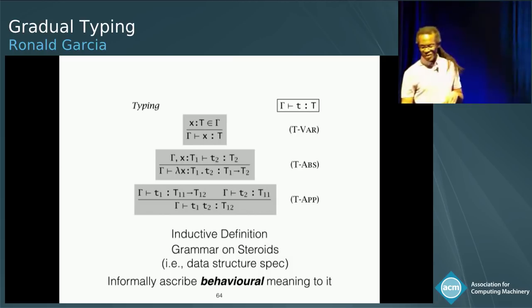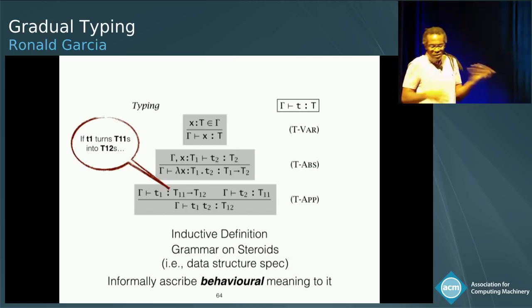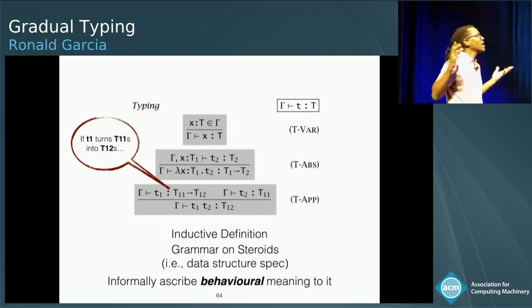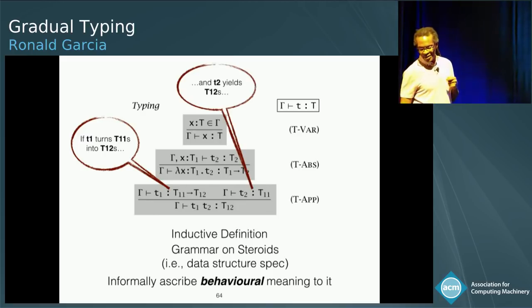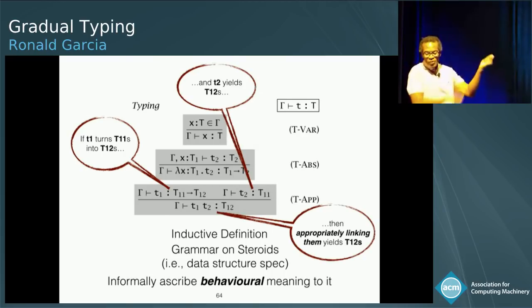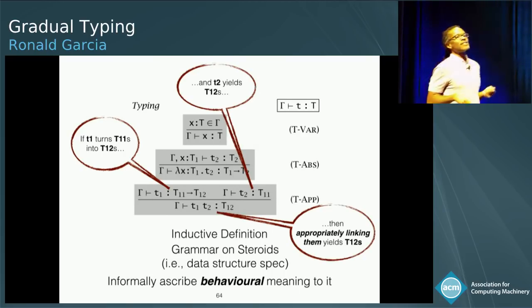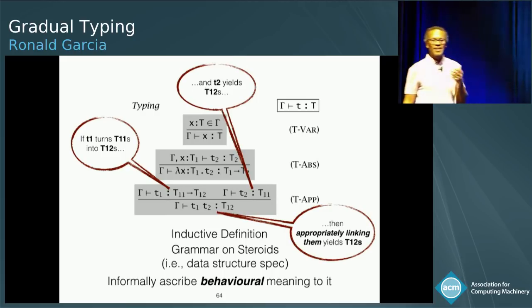But when I look at this, what I see is, lowercase t's are terms and uppercase T's are types. And if t1 turns T11s into T12s and t2 yields T11s, then appropriately linking them will yield T12s. You just can't help but see that. It's like, oh, look, the simply typed lambda calculus. It just pops into your brain before you realize that you took this step.